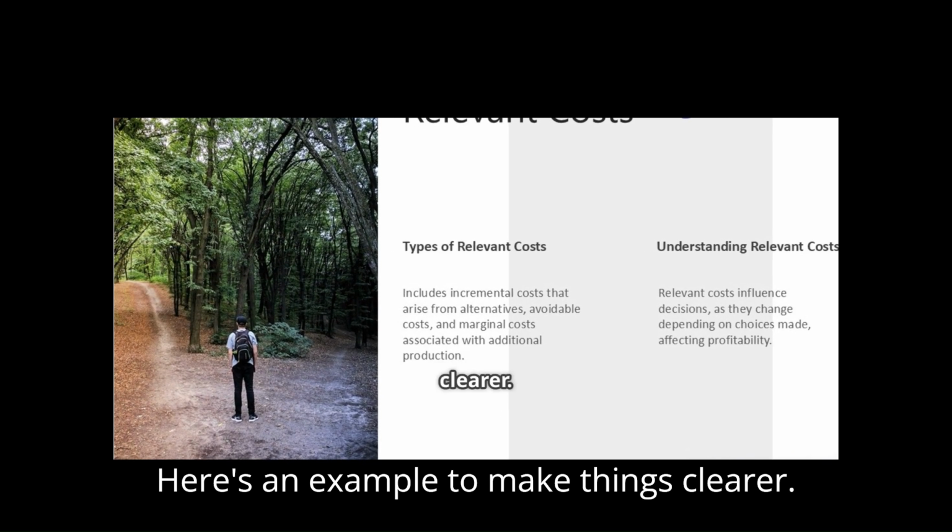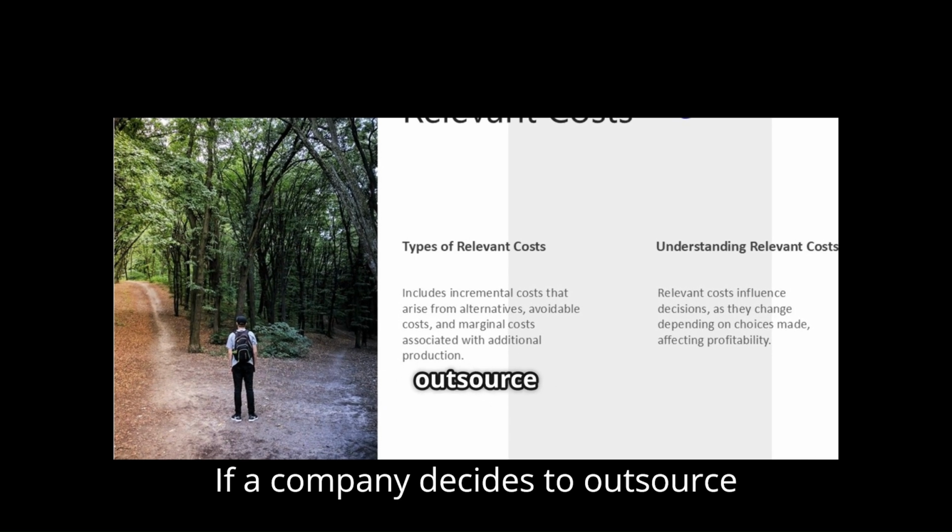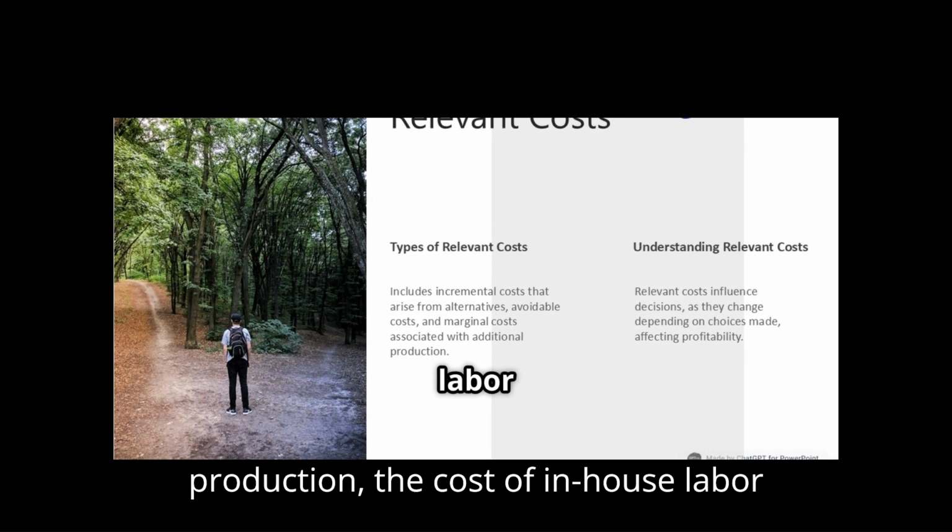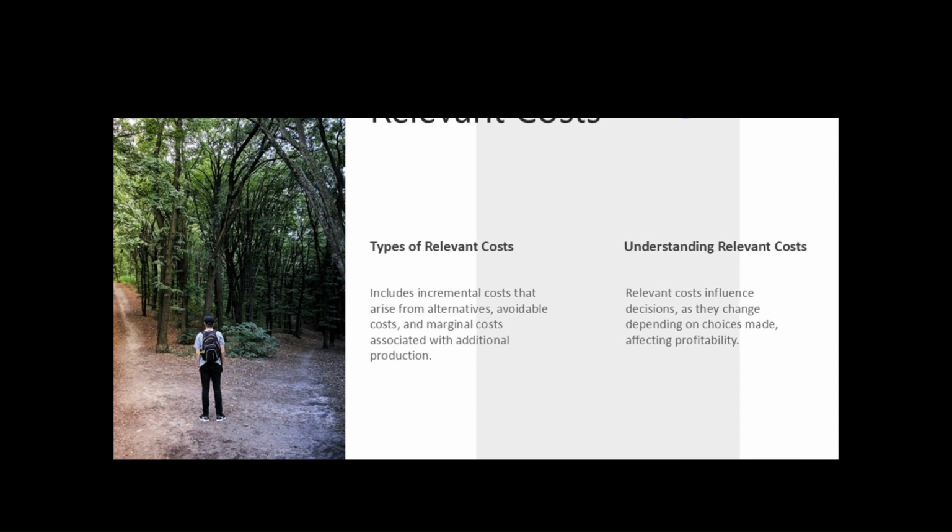Here's an example to make things clearer. If a company decides to outsource production, the cost of in-house labor and materials is avoidable.